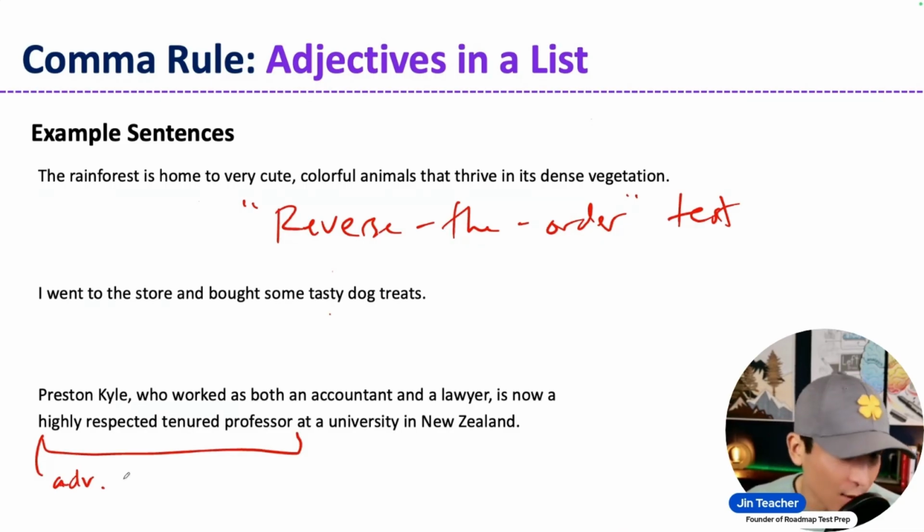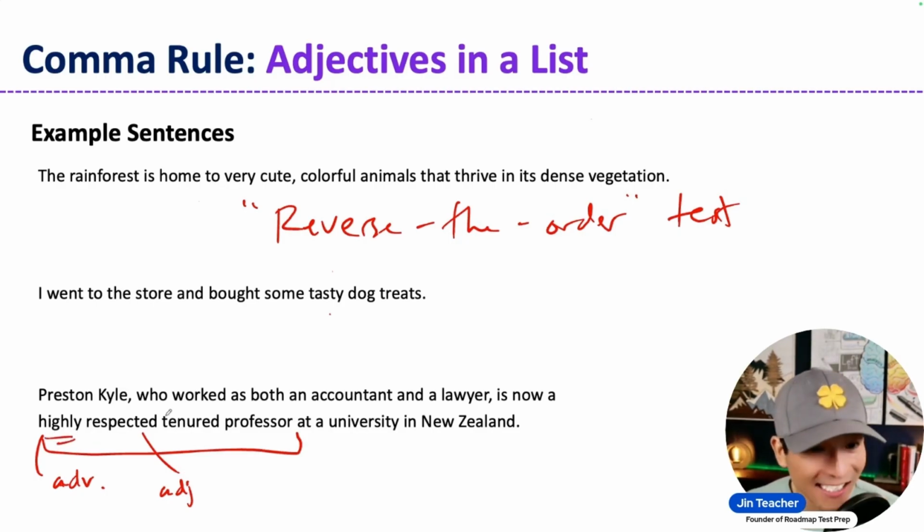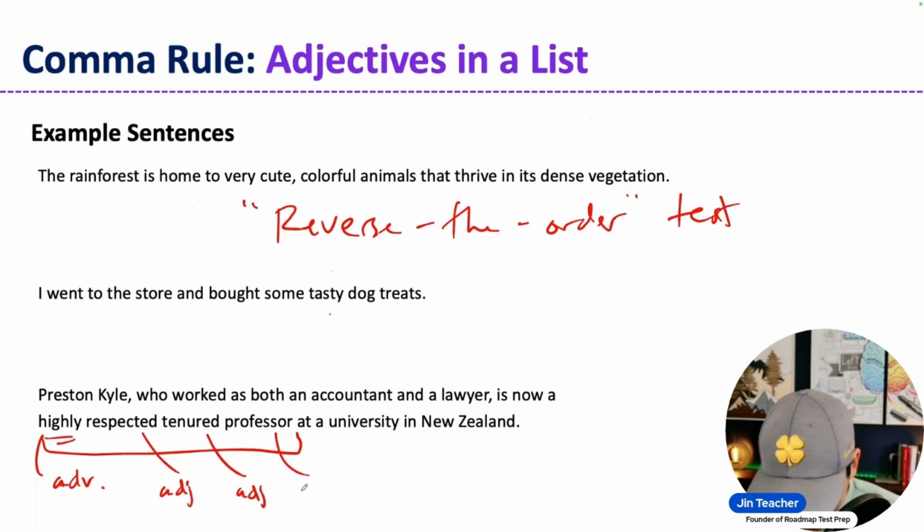describe adjectives or verbs or other adverbs, but we're not learning adverbs right now, but if you know adverbs, great. But highly is an adverb. Respected is an adjective. So highly tells you how respected he is. How respected is he? He's highly respected. So that's where adverbs describe or can modify adjectives. Respected is an adjective, tenured is an adjective, and professor is my noun. Okay, so again, we have that component, the adjectives in a list component. You're going to have to be able to identify that in any given sentence.